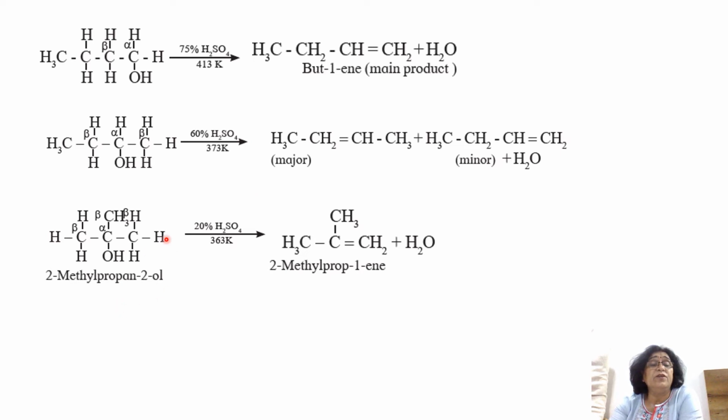Clear? Now if I take 2-methylpropan-2-ol, there is 1, 2, 3, 4. Okay? This is 2-methylpropan-2-ol, then this reaction happens with 20% sulfuric acid at 363 Kelvin and 2-methylpropene is formed. This isobutylene is formed. So this is actually tertiary butyl alcohol. It gives you 2-methylpropene, that is isobutylene. Reaction happens at 20% sulfuric acid and 363 Kelvin.